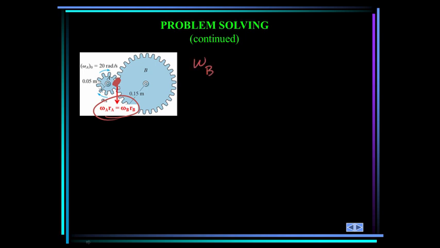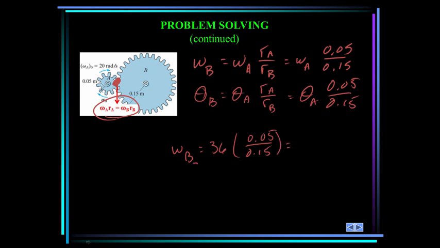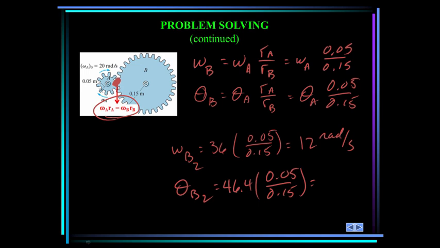So the angular velocity of gear B is equal to omega A, the angular velocity of gear A, times the ratio of the radii. So the radius is 0.05 divided by 0.15. And likewise, theta of B is equal to theta of A times the ratio of the radii. So we make the substitutions, and omega B comes out to be 36 times 0.05 over 0.15. So omega B at 2 seconds is equal to 12 radians per second. And likewise, the position of gear B after 2 seconds is equal to 46.4 times 0.05 over 0.15. That is 15.5 radians.